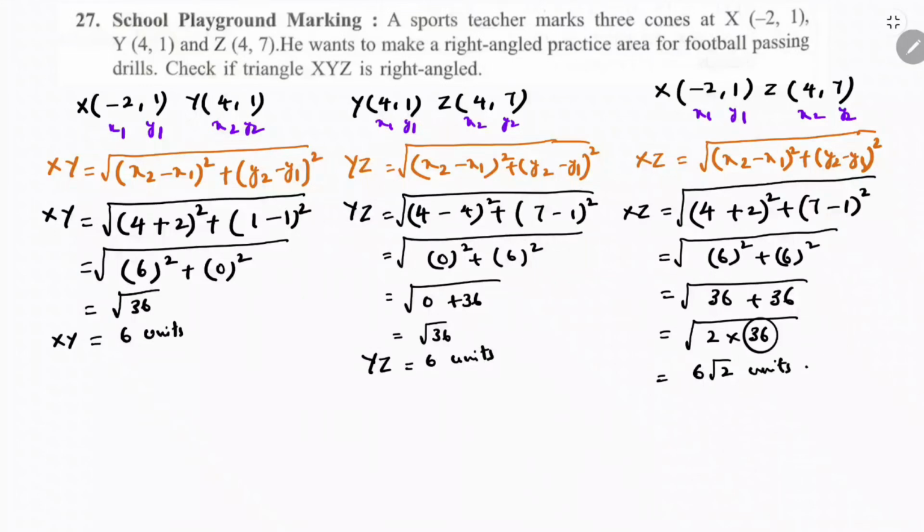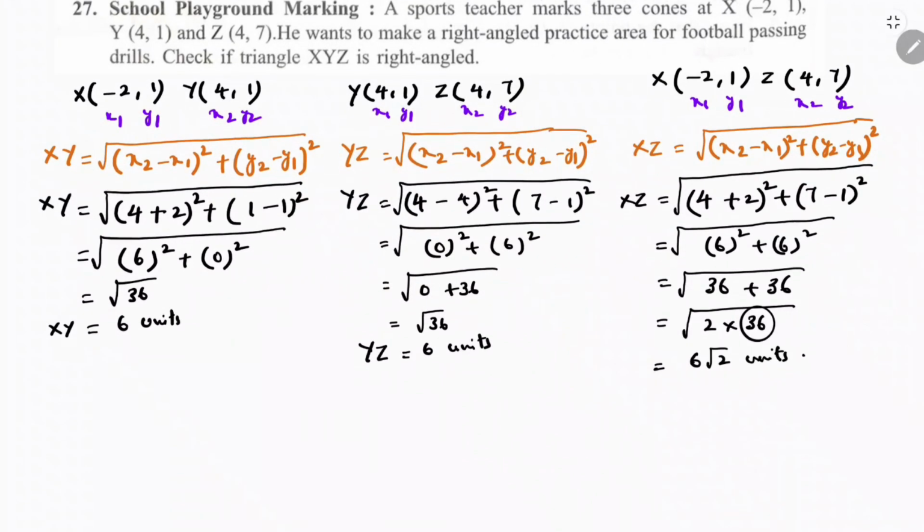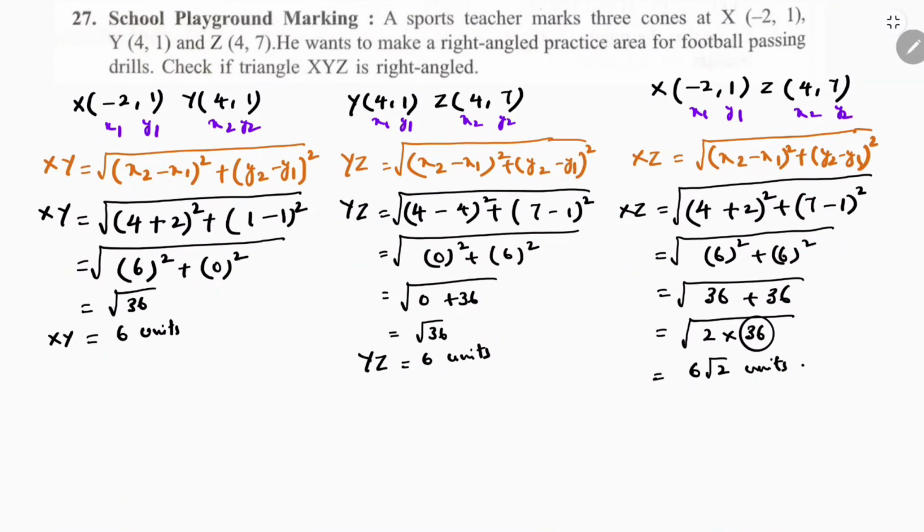Now I need to check for a right angle triangle. To check, just arrange the values in ascending order. First the small values I'll write, XY, YZ and XZ, because 6 root 2 will be greater than 6. So XY is 6, YZ is 6 and XZ is 6 root 2.